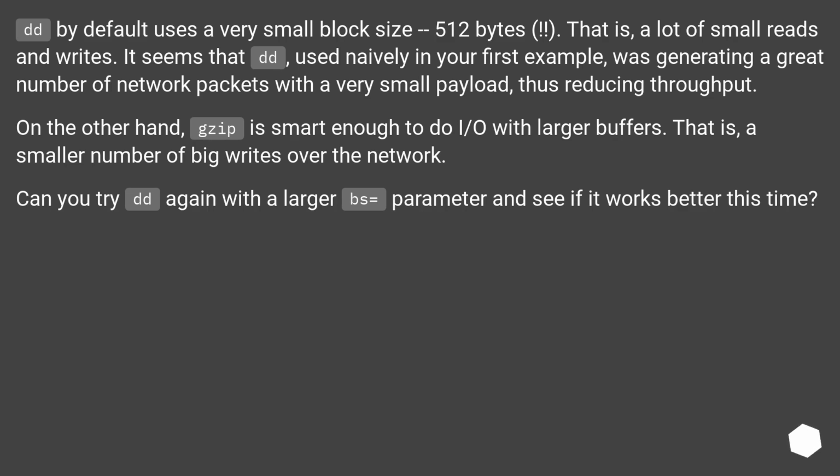dd by default uses a very small block size, 512 bytes. That is, a lot of small reads and writes. It seems that dd, used naively in your first example, was generating a great number of network packets with a very small payload, thus reducing throughput. On the other hand, gzip is smart enough to do I/O with larger buffers. That is, a smaller number of big writes over the network. Can you try dd again with a larger bs= parameter and see if it works better this time?